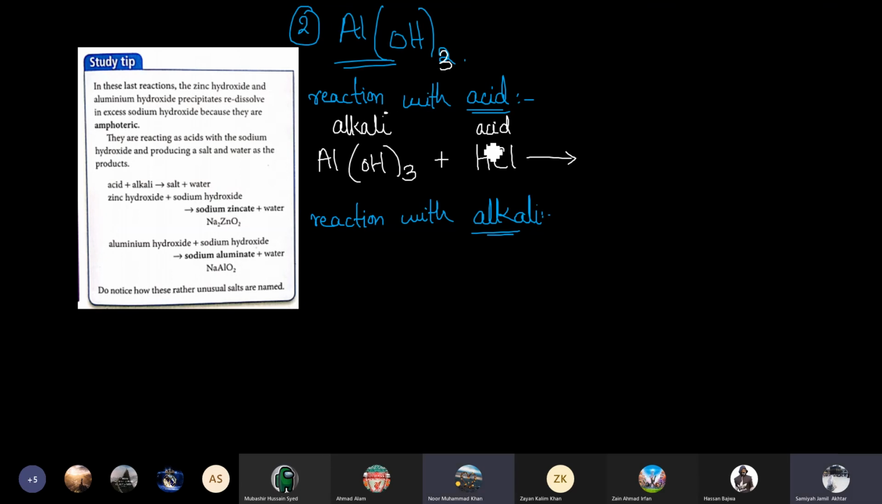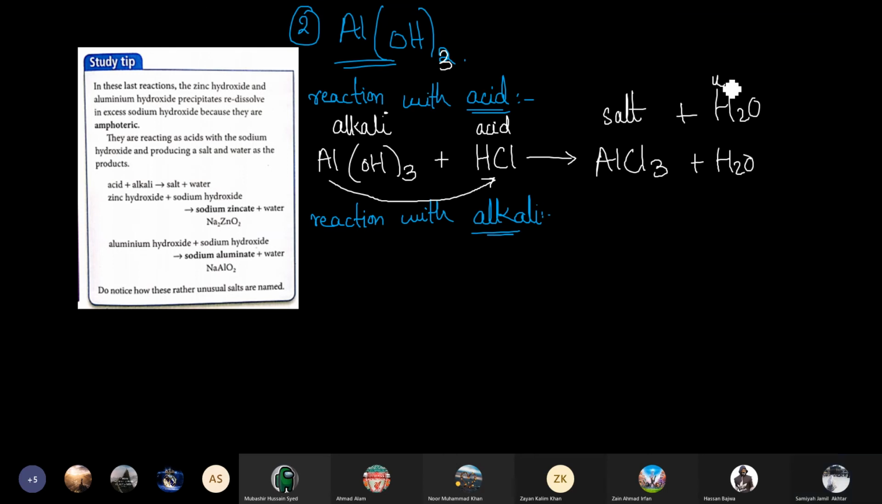Yeah, good. So when it comes in contact with acid, it behaves like an alkali. Here it will form again salt and water. The salt which is formed is AlCl3, aluminium chloride, plus water.